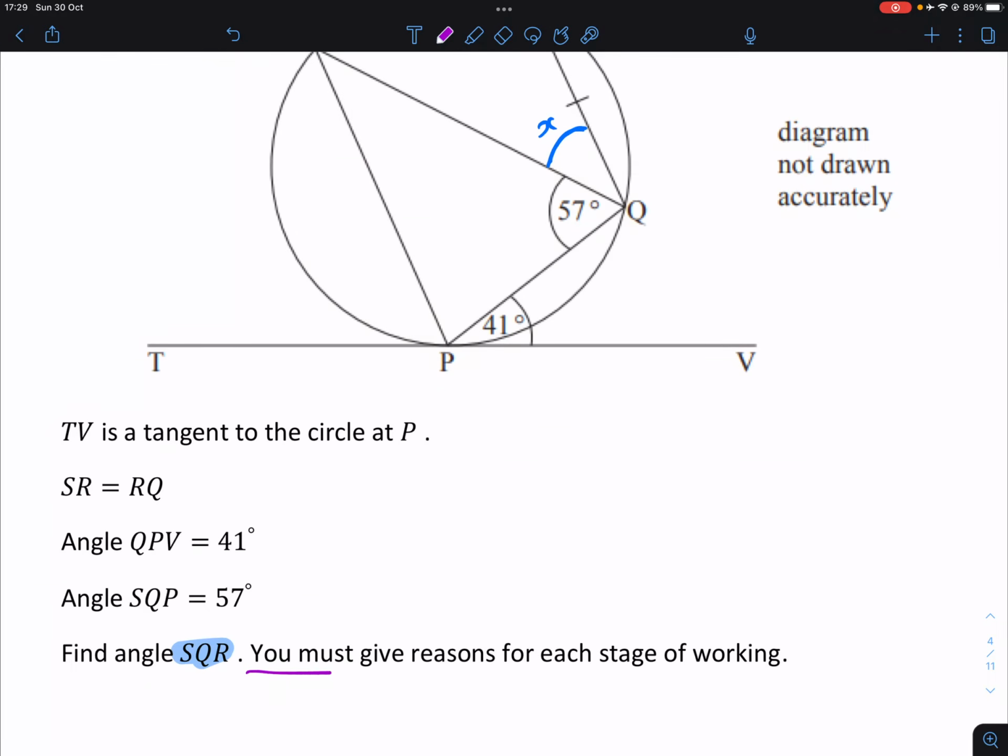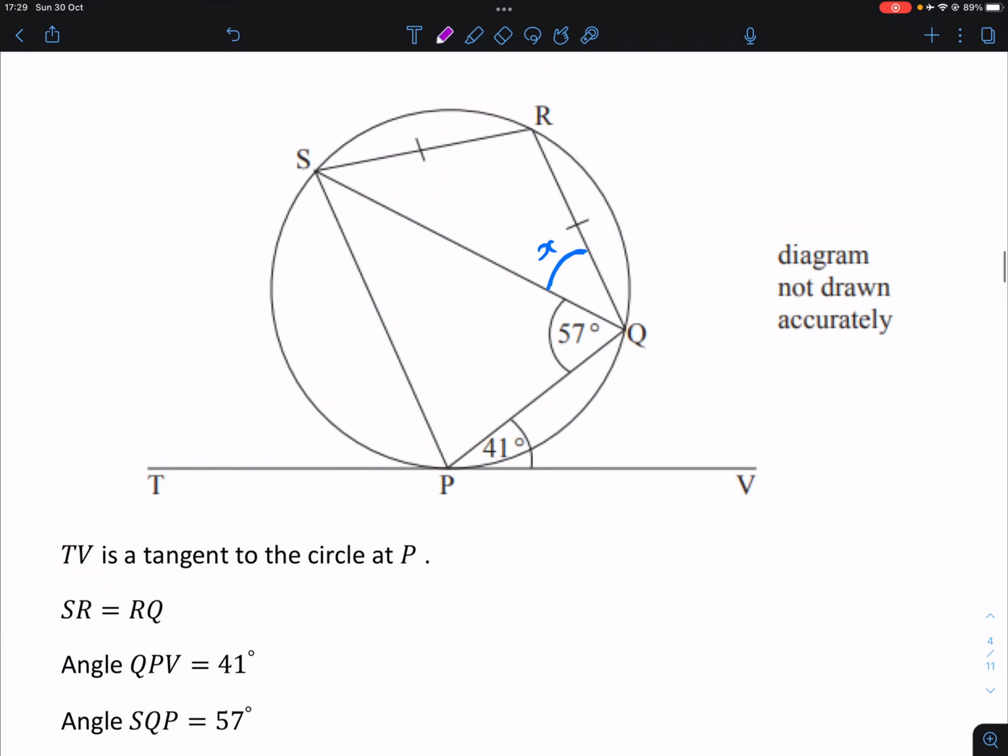So one of the things in this question, we must give reasons for each stage of workings. Now, to save on the length of this video, I'm going to say it out loud what the reasons are, and I'll slow down what I say so that you can hear it clearly. And of course, we need to show all the workings mathematically to get them.